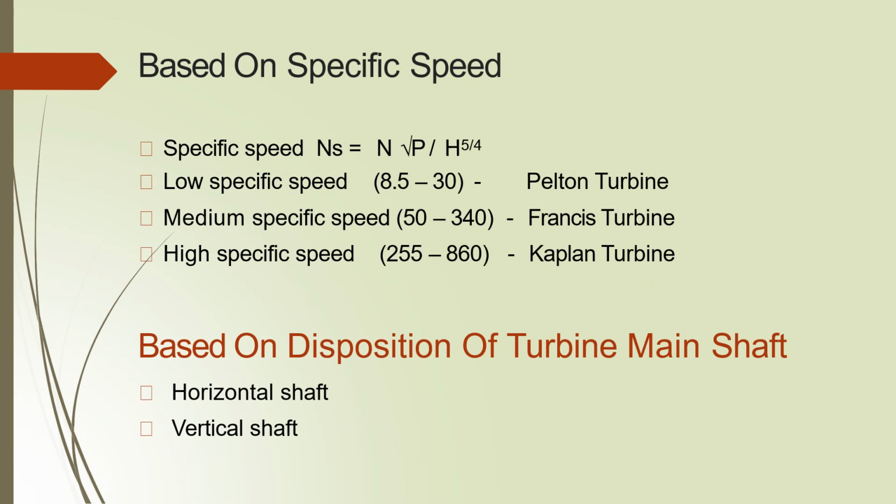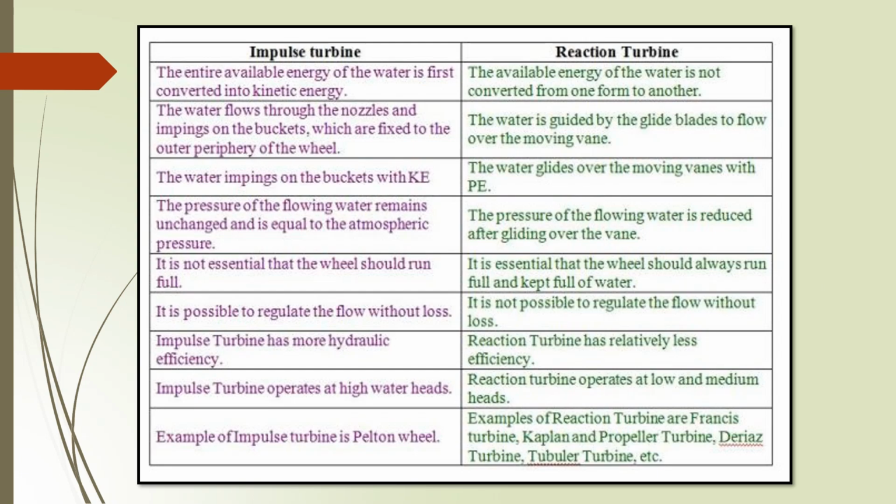And the last classification is based on the disposition of the turbine main shaft. Under this category, we have horizontal shaft turbines and vertical shaft turbines, based on the position of the turbine main shaft, horizontal or vertical.